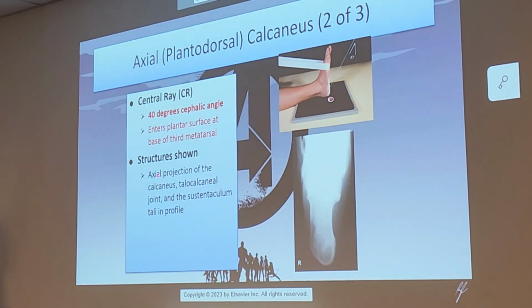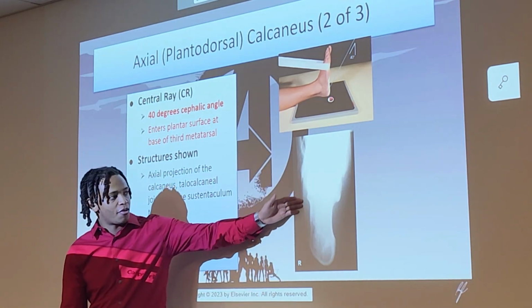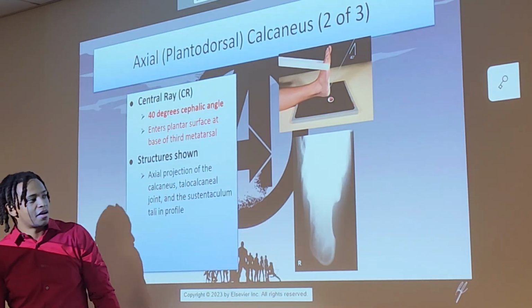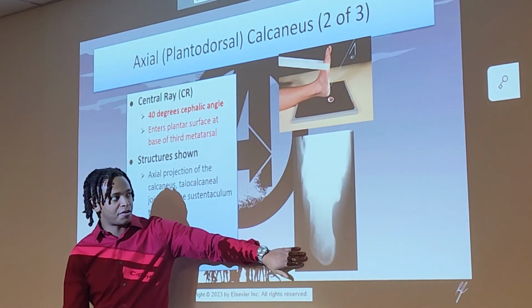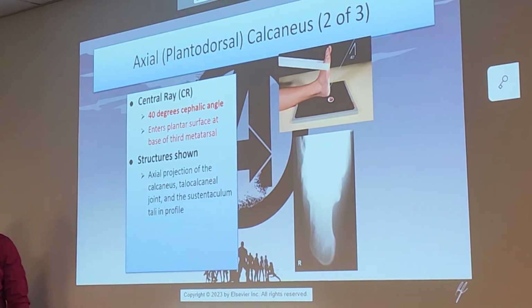So the structure shown, the actual projection of the calcaneus and the talocalcaneal joint are in profile, right? So we have the medial side right here and the lateral side right here. And this is a pretty good image of the calcaneus right here. You'll see the custom tech patella.